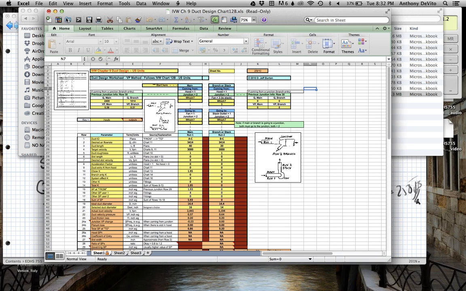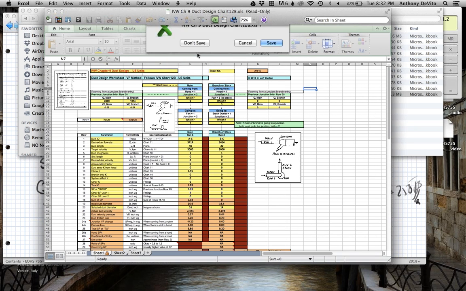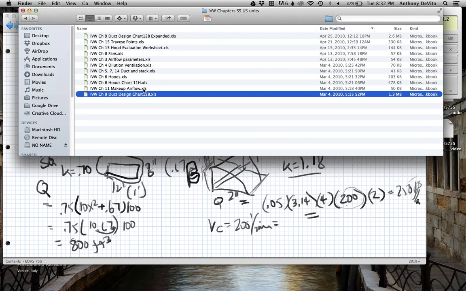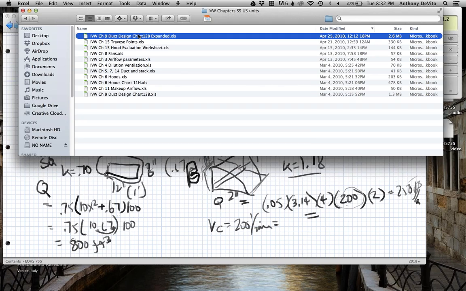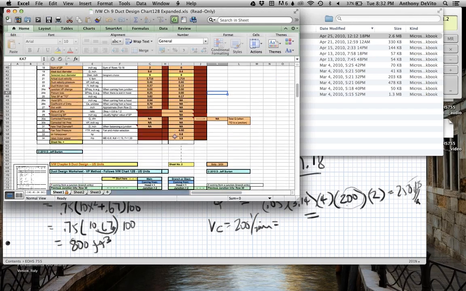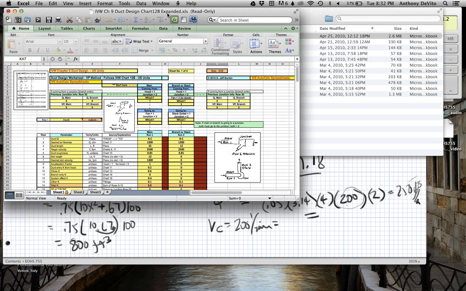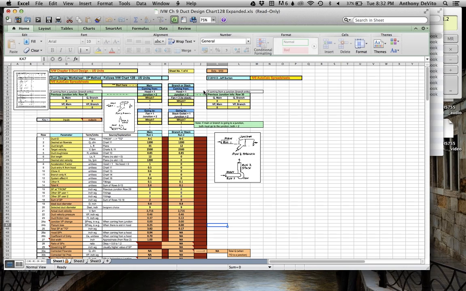Okay, at any rate, let's see. I want the one with the 4 tables, with the multiple tables on it already. Make up airflow, duct design, expanded, that's it. It's called duct design expanded. Okay, so I'm going to blow this up real big so we can all see it.